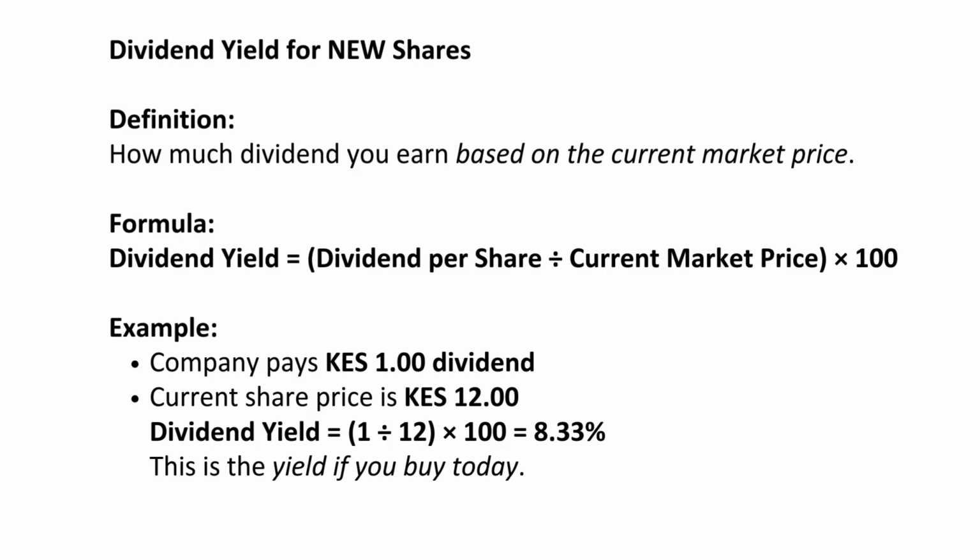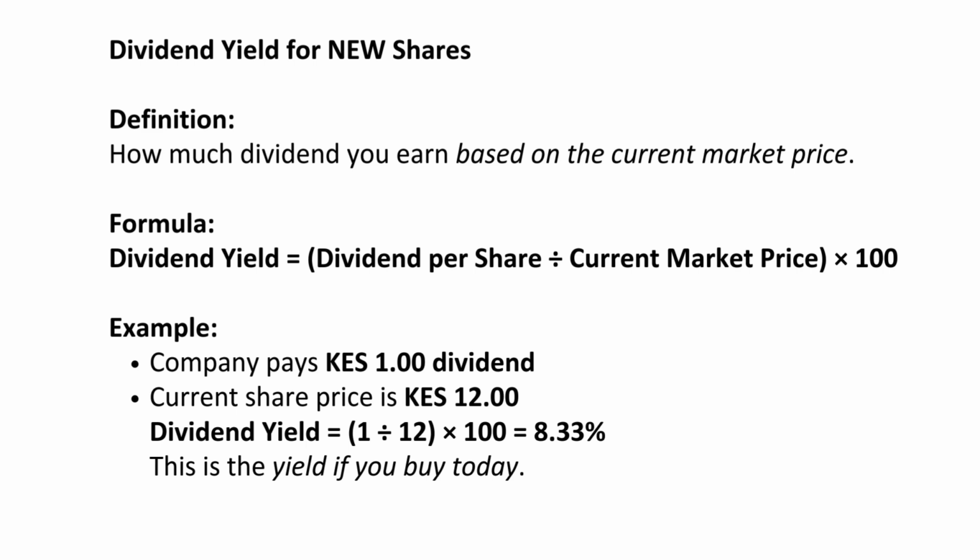So dividend yield for new shares. It's how much dividend you earn based on the current market price. So it takes the dividend per share divided by the current price times 100. Say a company is giving a dividend of 1 shilling and its current price is 12. You divide 1 by 12, then you multiply by 100. So you get a dividend yield of around 8.3%.